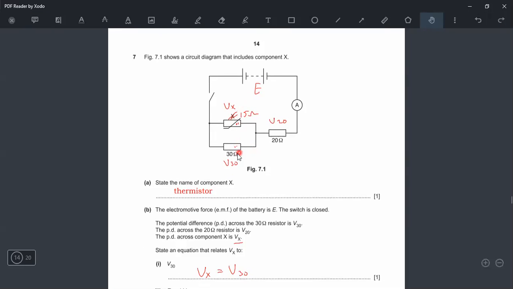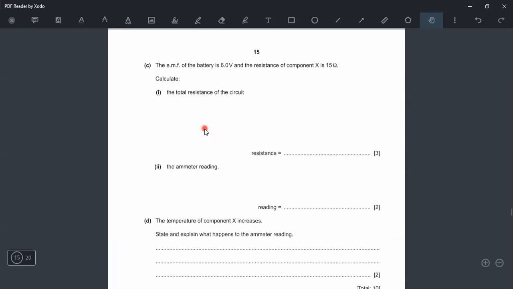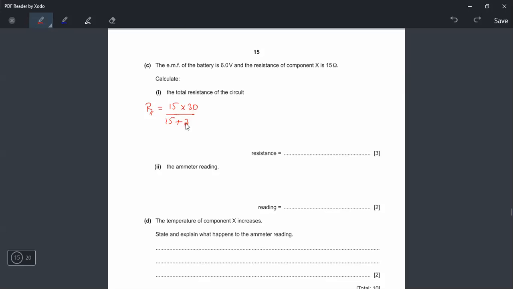So let's first calculate the combined resistance of the 30 and the 15 ohm in parallel. We do this using product over sum. So first, the resistance of the parallel components: 15 times 30 over 15 plus 30. This gives me 10 ohms. And then, since this is in series with the 20 ohm resistor, the total resistance is 10 plus 20, which is 30 ohms.